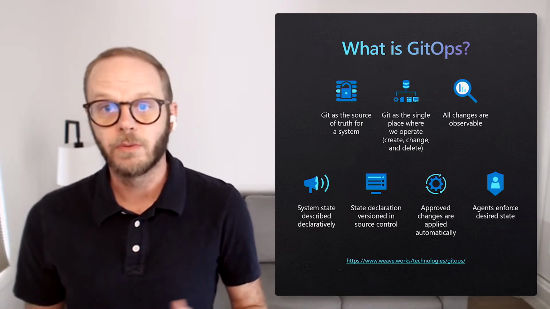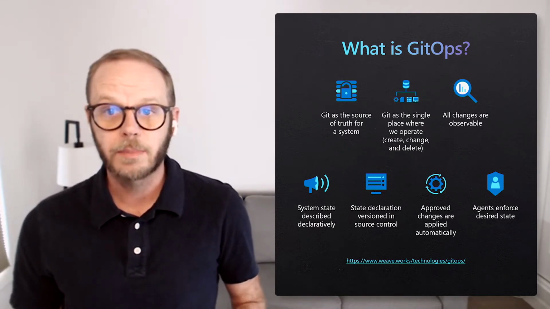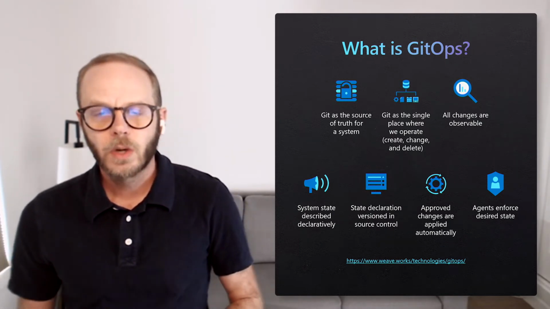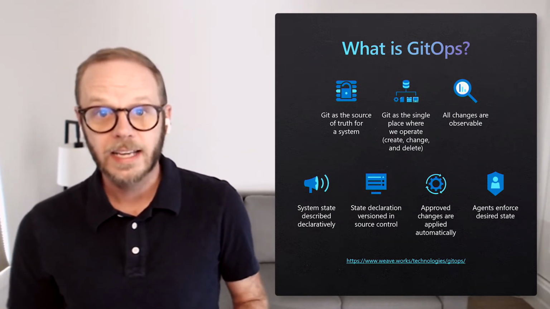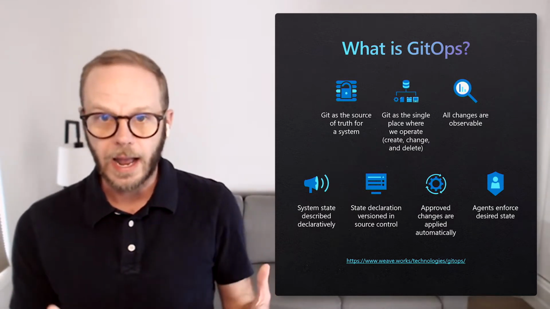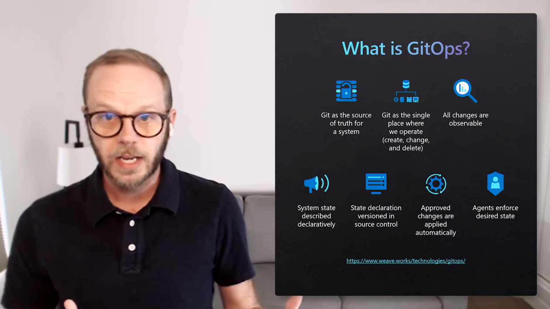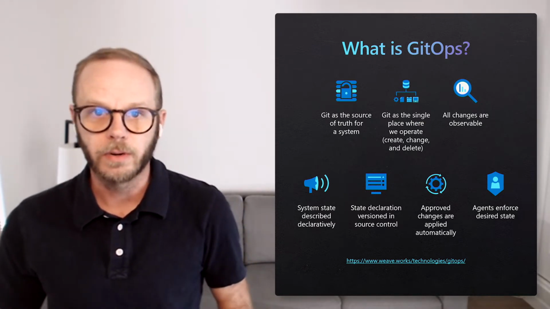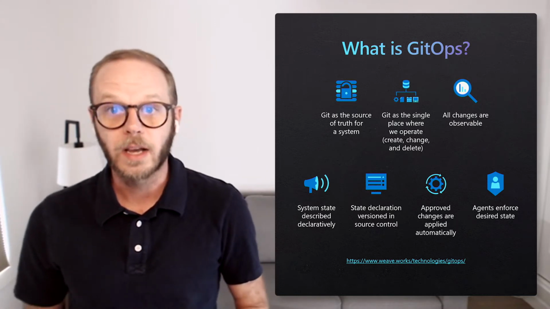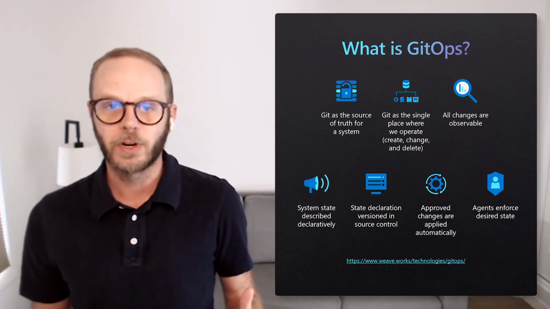But before we dig in with my friend Lior, let's unpack GitOps for those who may not be familiar with the technique. So with GitOps, Git will act as the single source of truth for our applications. Any changes we need for our app, create, update, or delete, happen in our Git repo. Last, all changes are observable. We've got a commit history and artifacts like pull requests.